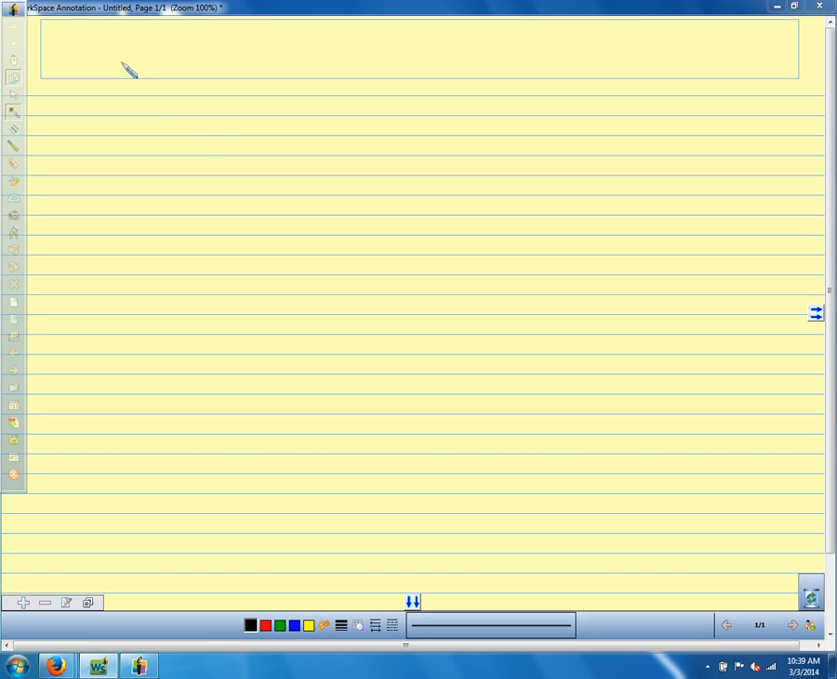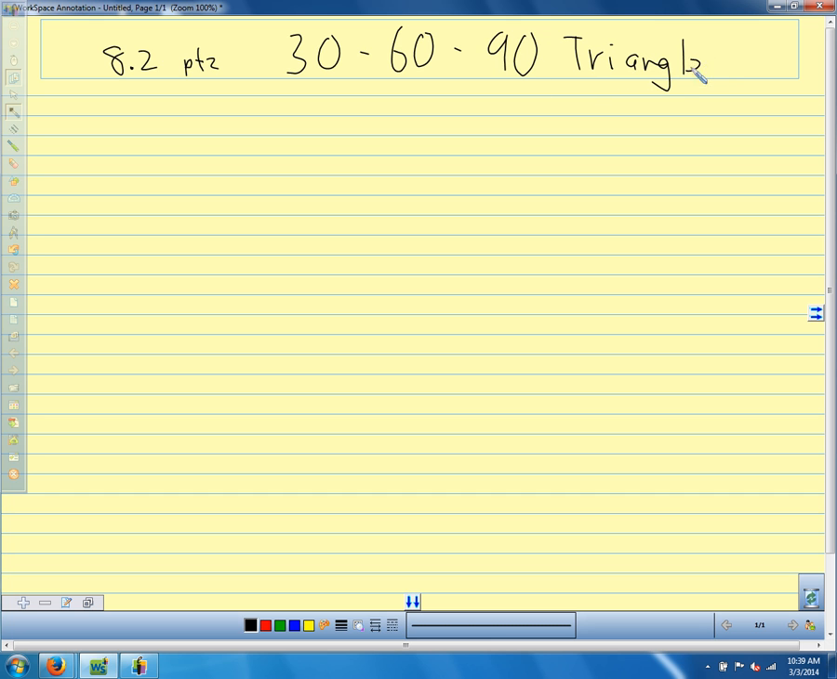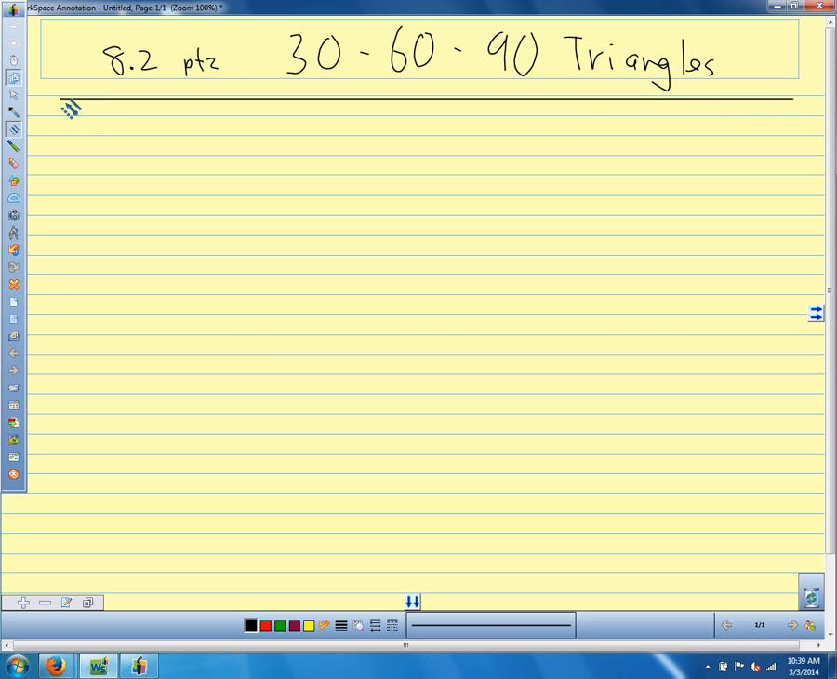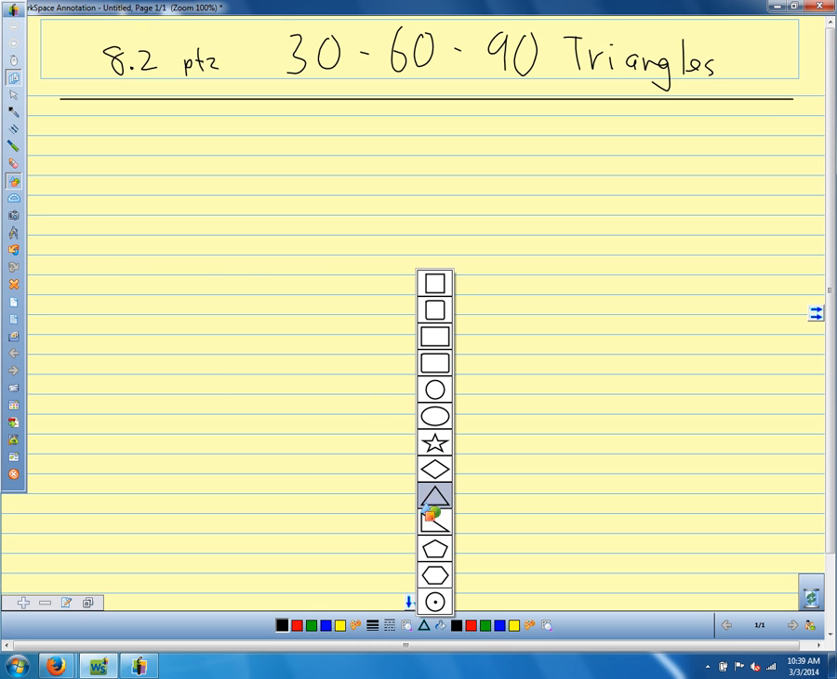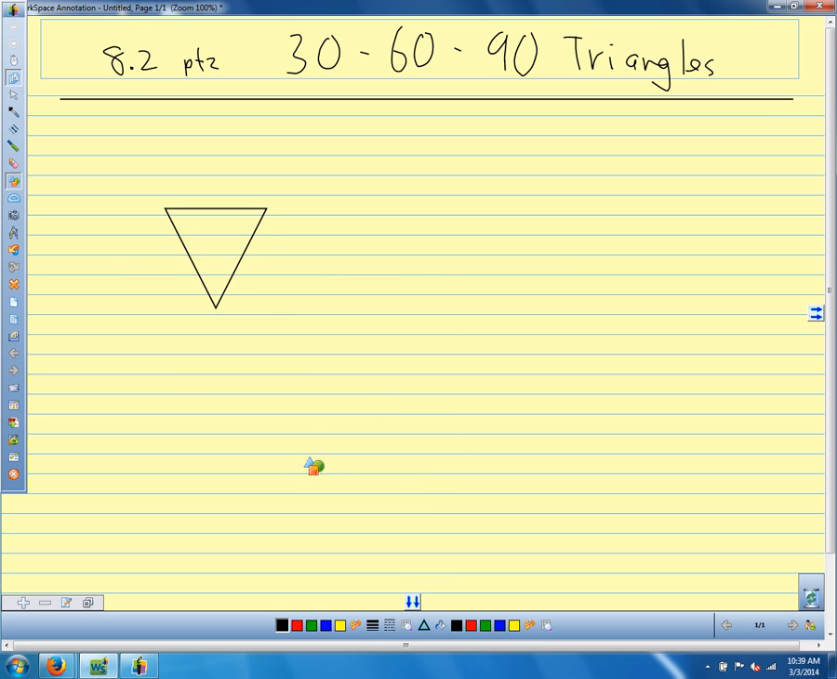So this is still section 8.2, part 2, and we're going to do 30, 60, 90 triangles. All right, so let's start with an equilateral triangle. Here is an equilateral triangle. I'm just going to go the other way. There we go.